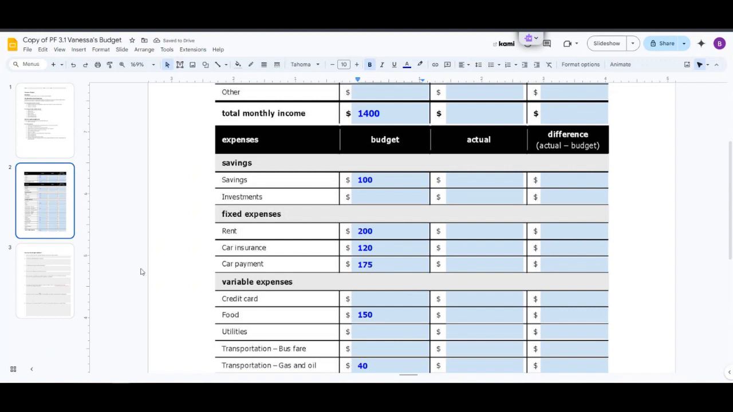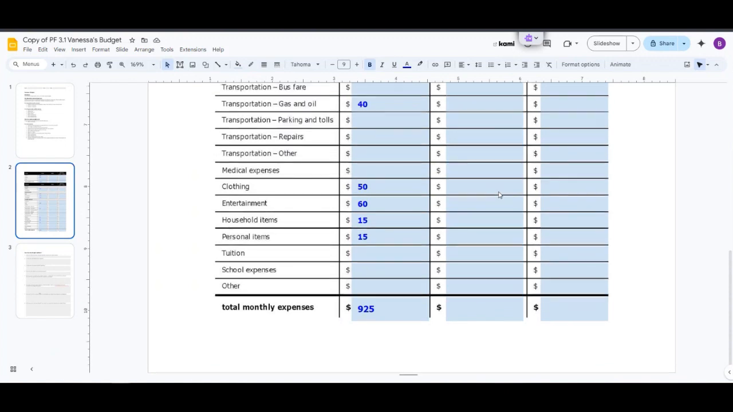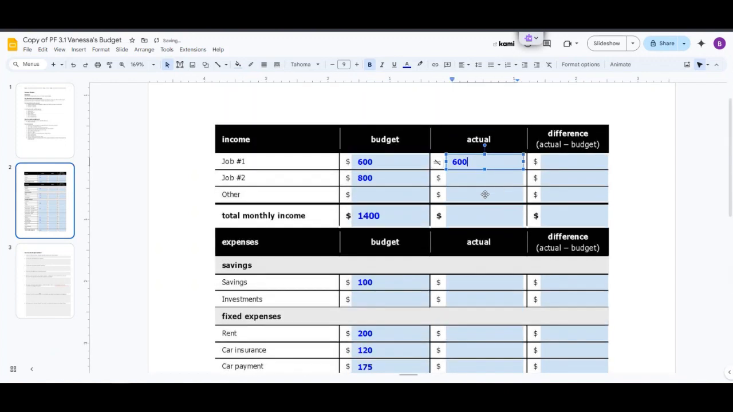Now, how the month actually went, she earned her planned income from both jobs plus $45 in overtime. So she did earn that $600 and $800. I'm going to put the overtime and other just to signify that difference. Okay, so she ended up earning $1,445 with $45 difference.